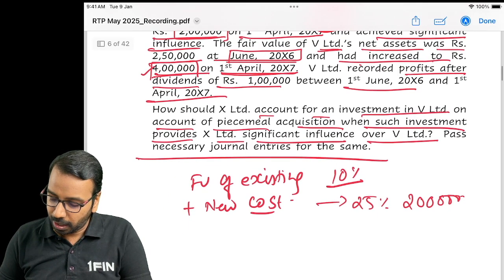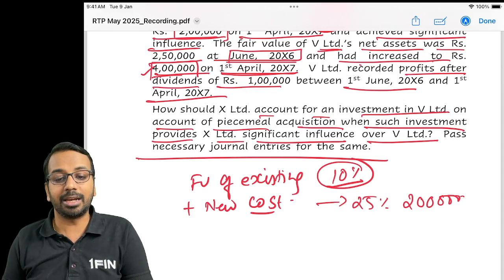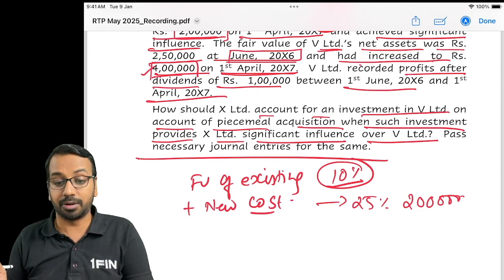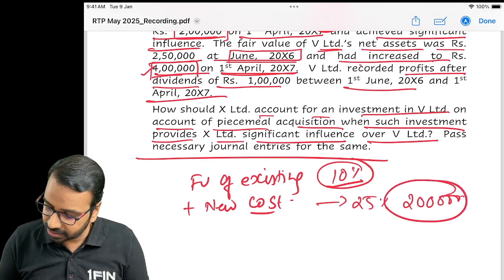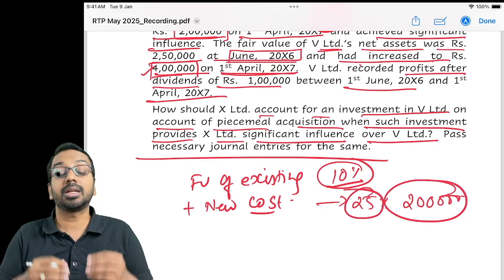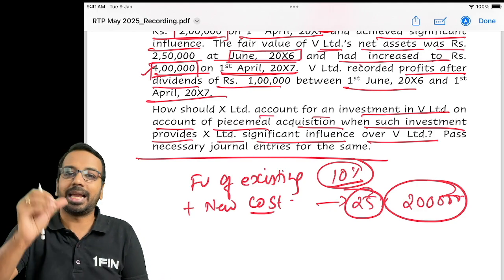Right. Now, what do we do with this 10% stake? See, they have not given fair value of the 10% stake. Have they given? They have not given. Now, what do we do with this 10% stake? What we can do is, this 2 lakhs, which is paid for 25%, we can assume that that is the fair value, and accordingly we can calculate for 10%.